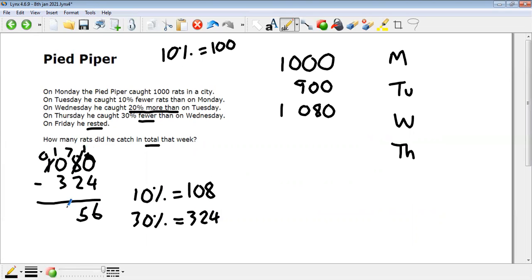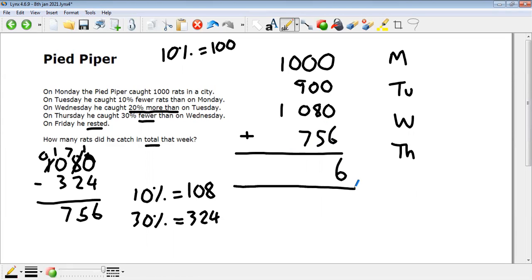756. And then because I've organized them like this, it comes into a nice addition sum. So 8 add 5 would be 13. 9 add 7, 16, add 1, 17. Put the 1 on the bottom. 3,736. I hope that helped.